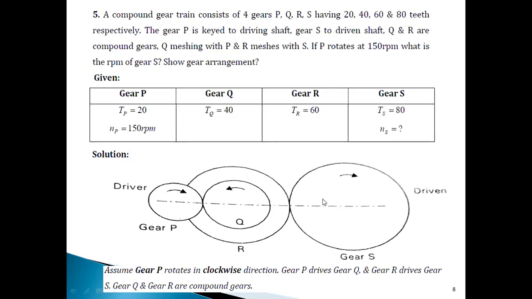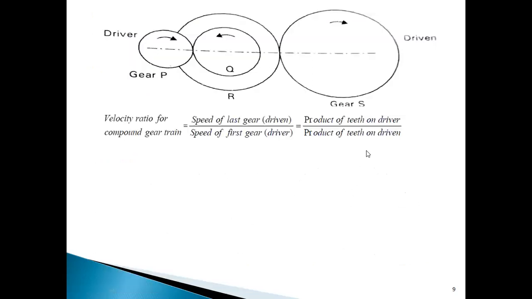So therefore Q and R are our compound gears. So now the velocity ratio, speed of the last gear, which is gear S, that is NS by NP is equal to the product of the teeth of the drivers to the product of teeth on the driven. So between P and Q, the driver is TP. So TP by TQ into TR by TS, or TP into TR divided by TQ into TS will give you the value for the velocity ratio. So NS by NP is equal to TP into TR. That is, if you take the first assembly of two gears P and Q, P is the driver gear, TP.